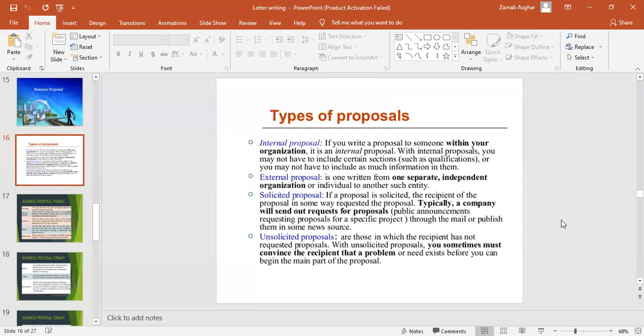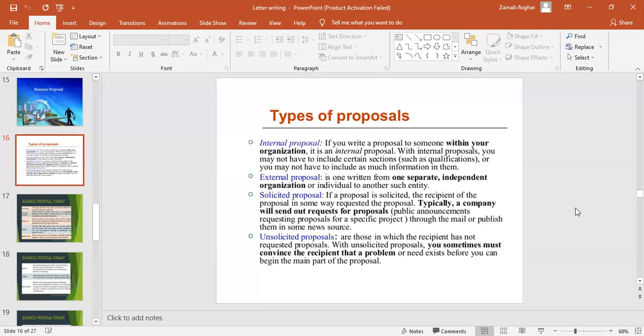Unsolicited proposals are not requested by the recipient. Sometimes these proposals are written not just to let them know about the business deal or the product that you want to sell them, but when you see that your business partner is not convinced, and you need to convince them that the product you have launched, or the changes or policies you have made in your company, are beneficial not only to you but to all. To persuade someone of your point, we write this unsolicited proposal.